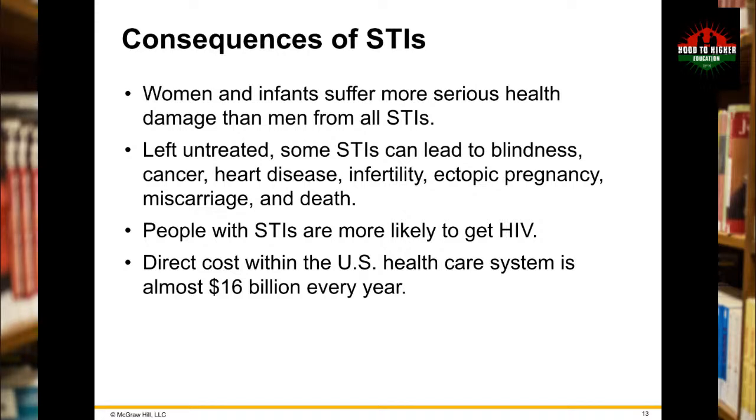Consequences of STIs. Women and infants suffer more serious health damage than men from STIs. Left untreated, some STIs can lead to blindness, cancer, heart disease, infertility, ectopic pregnancy, miscarriage, and death. People with STIs are more likely to get HIV. Direct cost within the U.S. healthcare system is almost $16 billion every year.